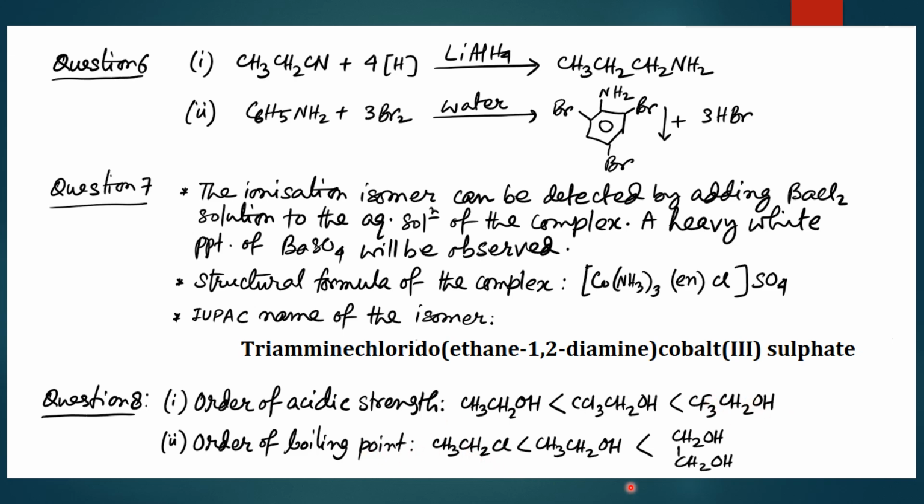And order of boiling point, this is a dihydric alcohol, and you know glycerol, ethylene glycol, they are a little bit viscous. There is extensive hydrogen bonding. Molecular weight is also greater than the ethanol or ethyl chloride. So it will be less volatile. So the boiling point will be higher. And in case of ethyl chloride, there is no question of hydrogen bonding. So that will have low boiling point.